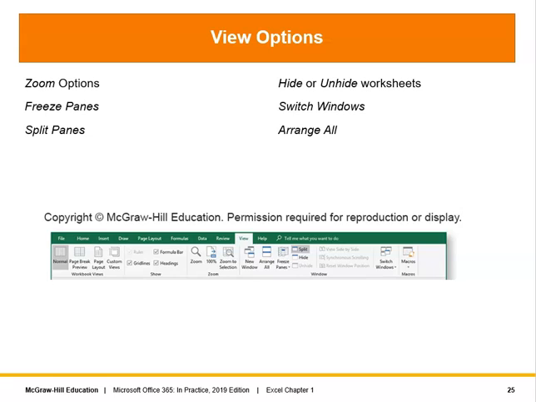A hidden worksheet is a worksheet whose tab is not displayed. It is still part of the workbook and can be referenced in any calculations. You cannot hide a worksheet if it is the only sheet in a workbook.